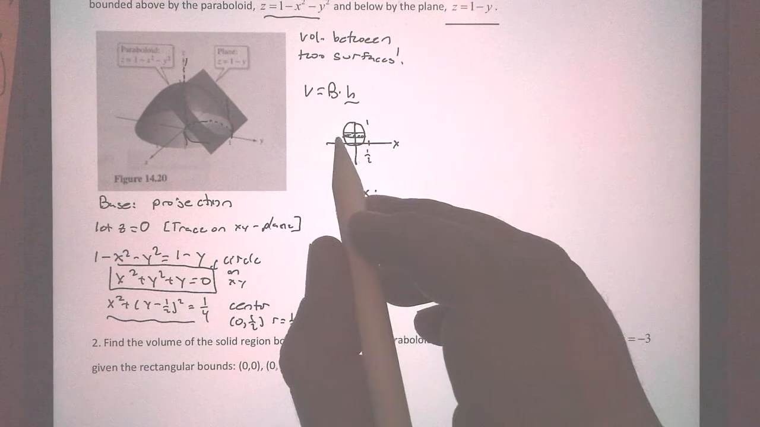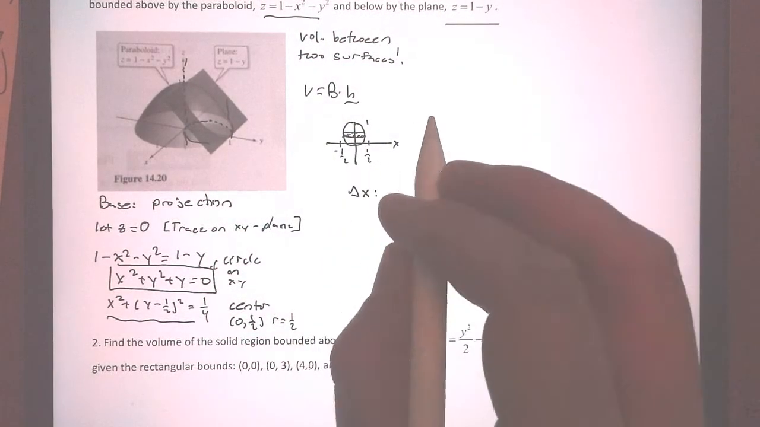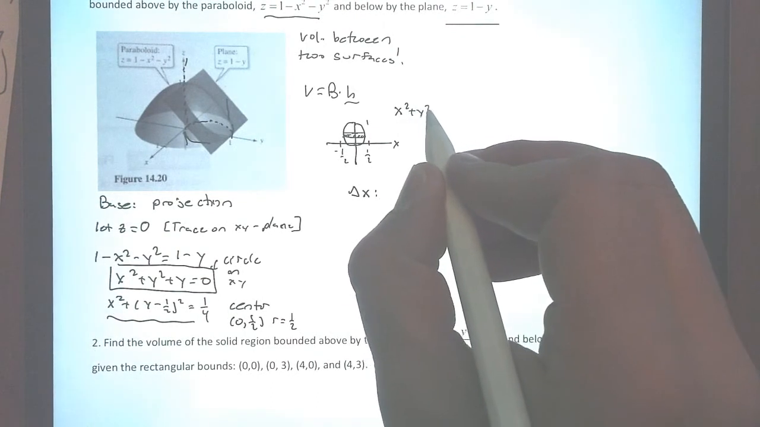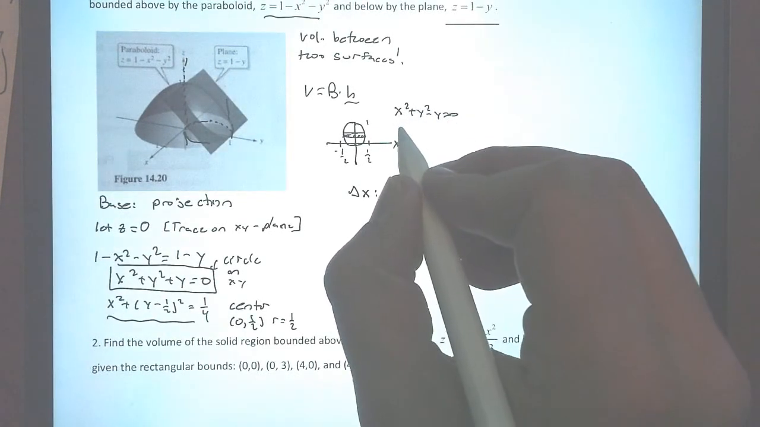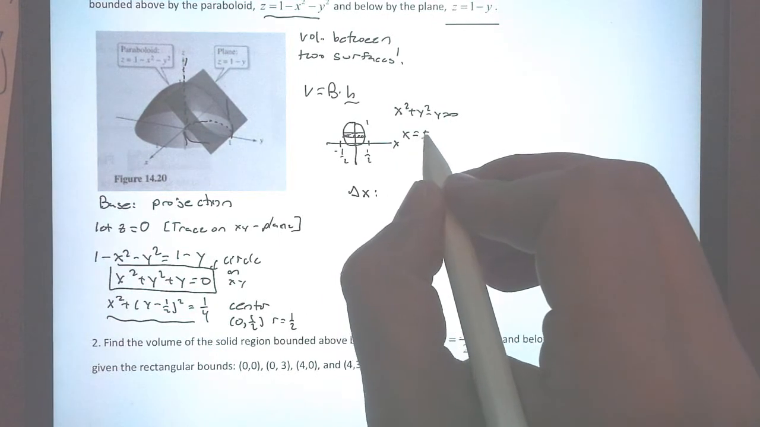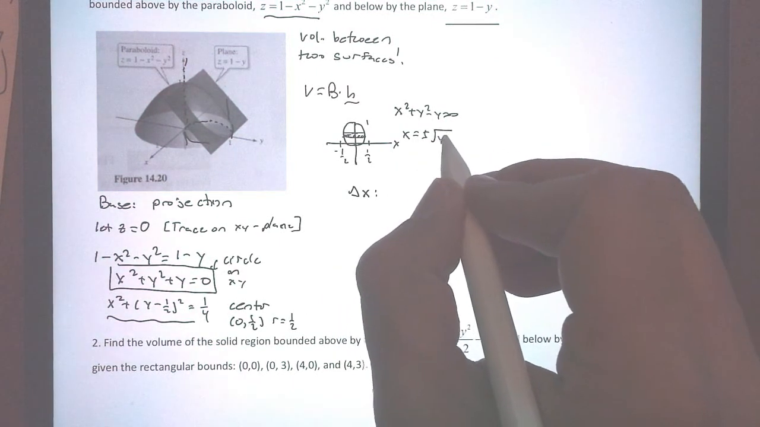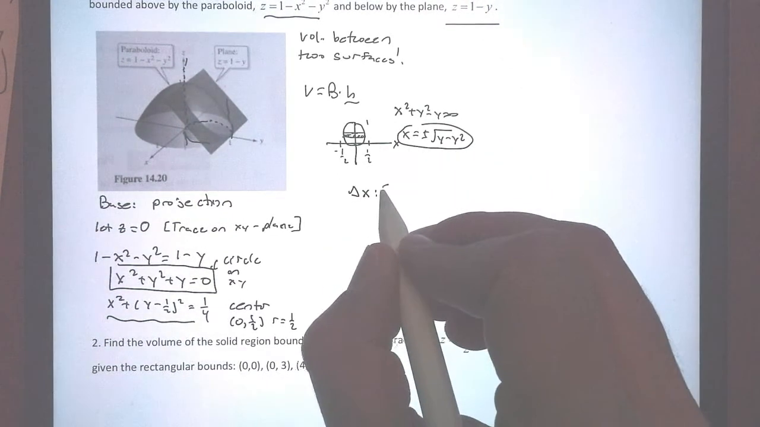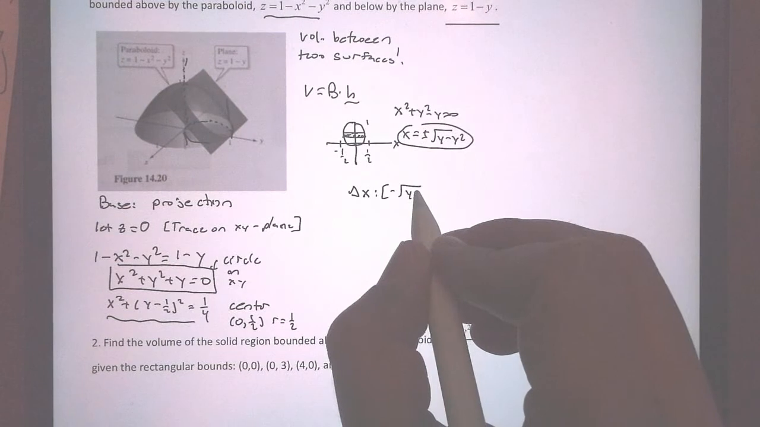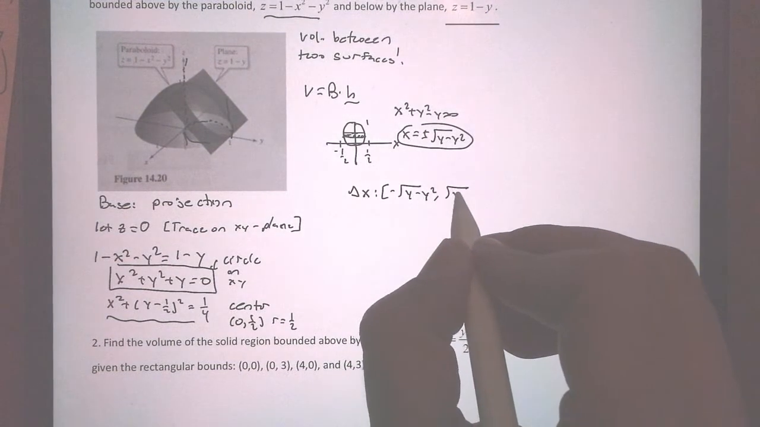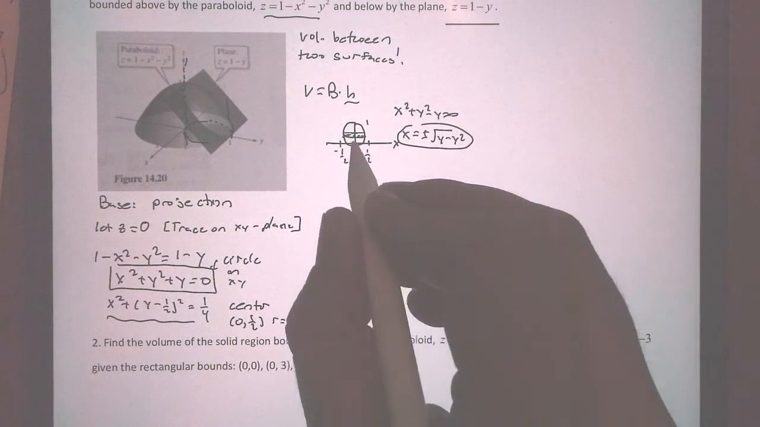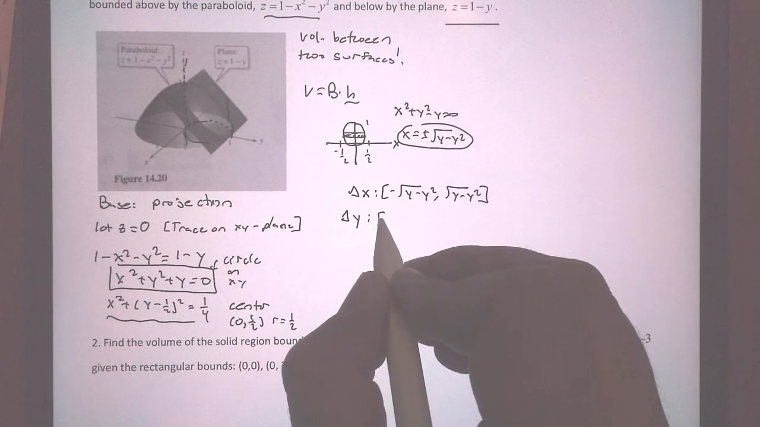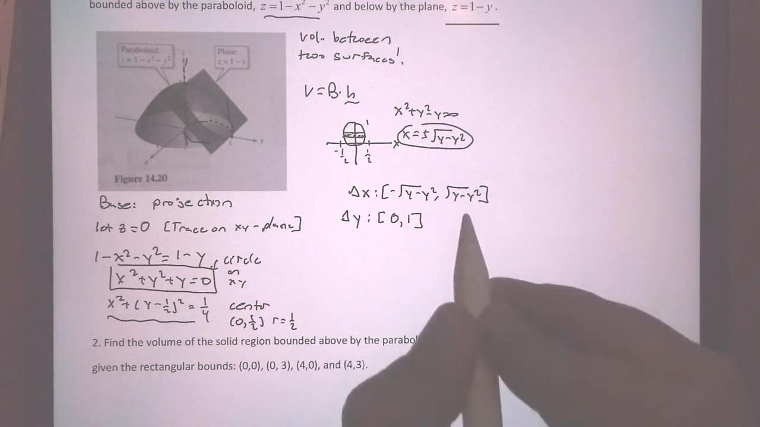But to get my change in x, I've got to get the equation of this circle. So we know that x squared plus y squared minus y equals 0. Solving for x, we would get plus or minus the square root of y minus y squared. And that's going to give me my change in x's: negative root y minus y squared, positive root y minus y squared. Now, my changes in y's are going to go from 0 to 1.